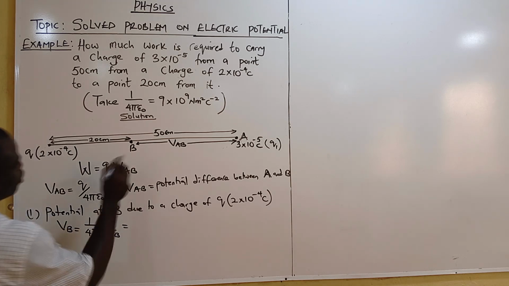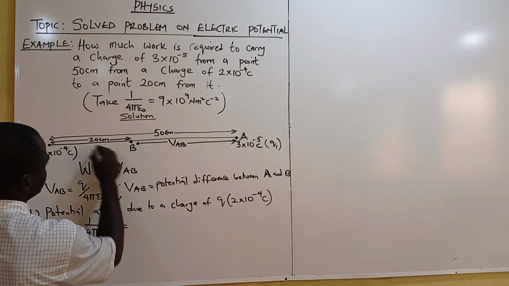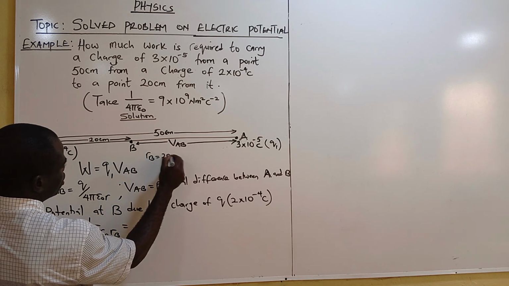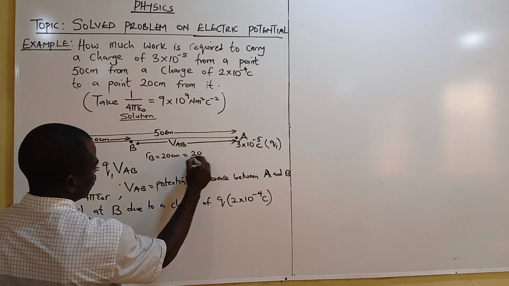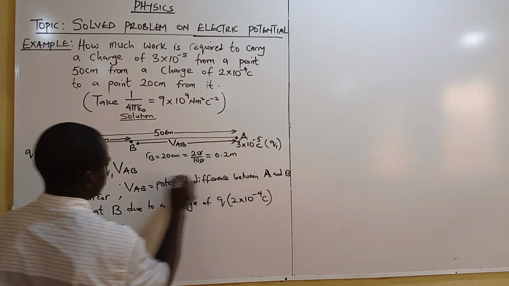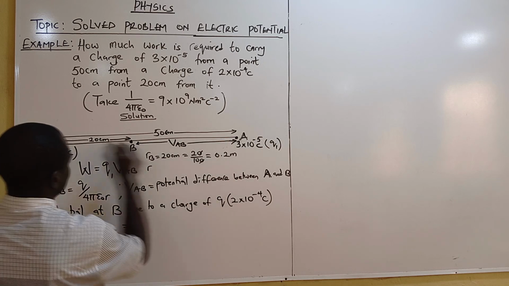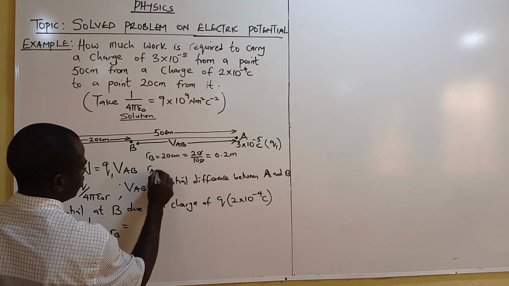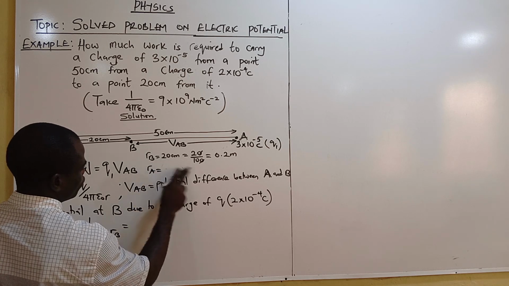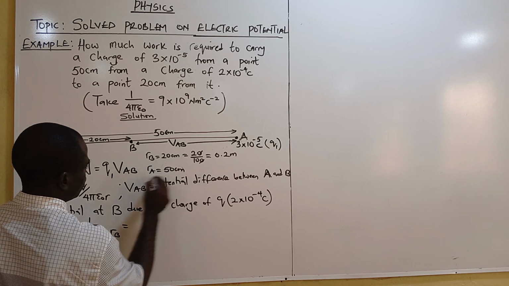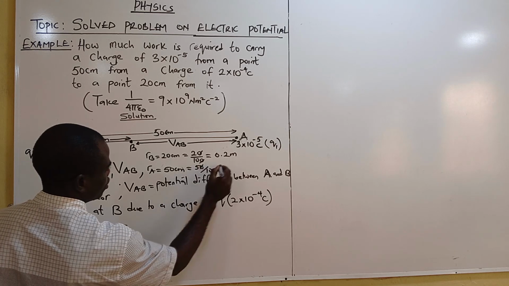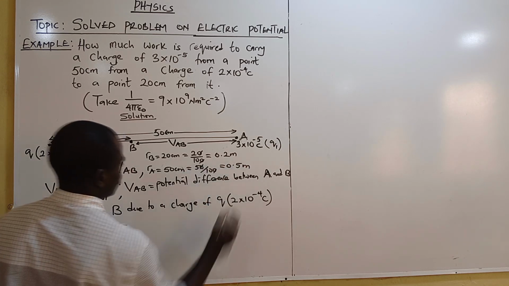Let's call this one RB. RB equals 20 centimeter. Let's convert it to meter, divided by 100, as 0.2 meter. RA, the distance from here to here, RA equals 50 centimeter, equals 50 divided by 100, and 0.5 meter.